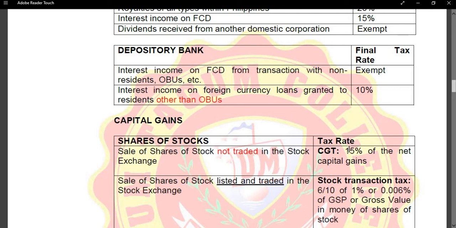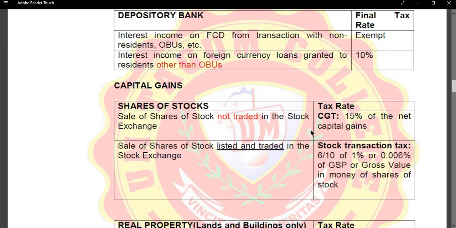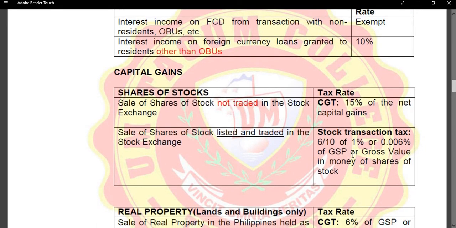Remember that in order for the 15% capital gains tax to apply, the shares of stock must not be traded in the local exchange. So in this case, it should not be traded in, for example, the Philippine Stock Exchange. If the sale of shares of stock is listed and traded in the local stock exchange, then the capital gains tax no longer applies. What applies is the stock transaction tax, which is 6/10 of 1% or 0.006% of the gross selling price or gross value in money of shares of stock.